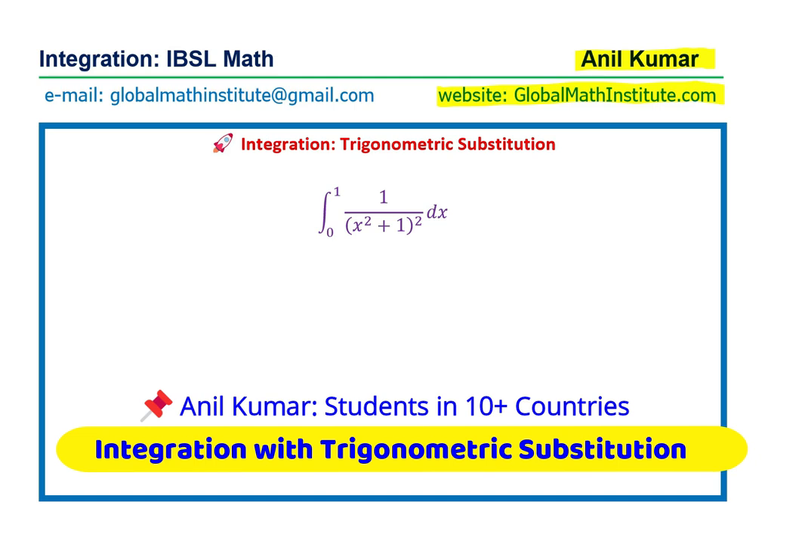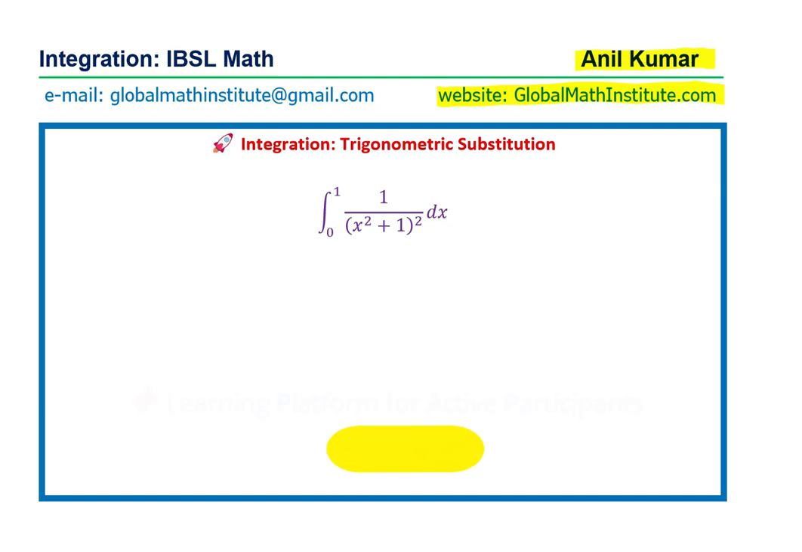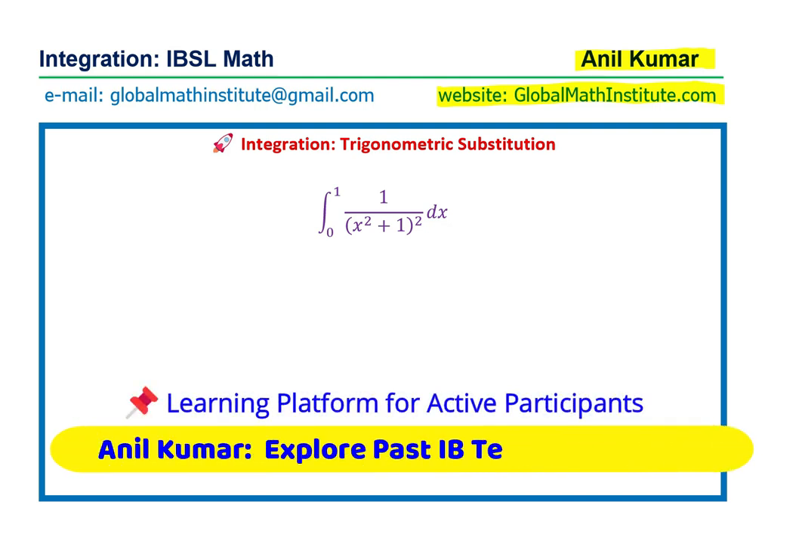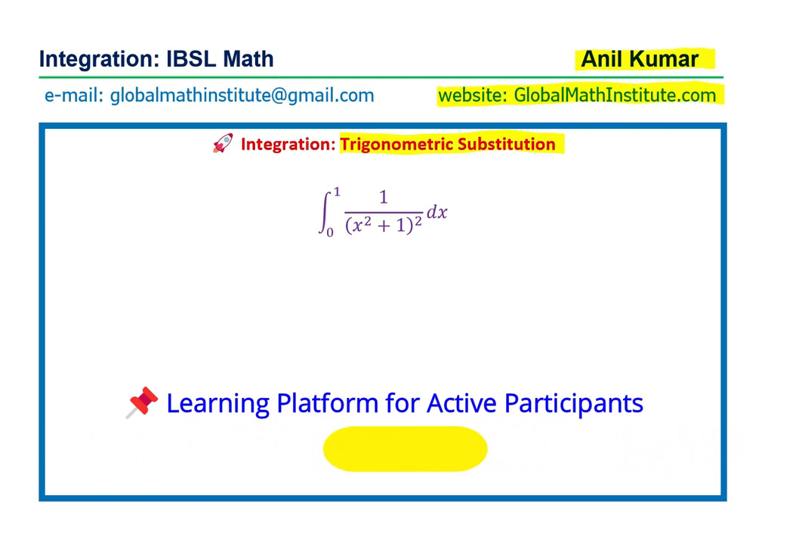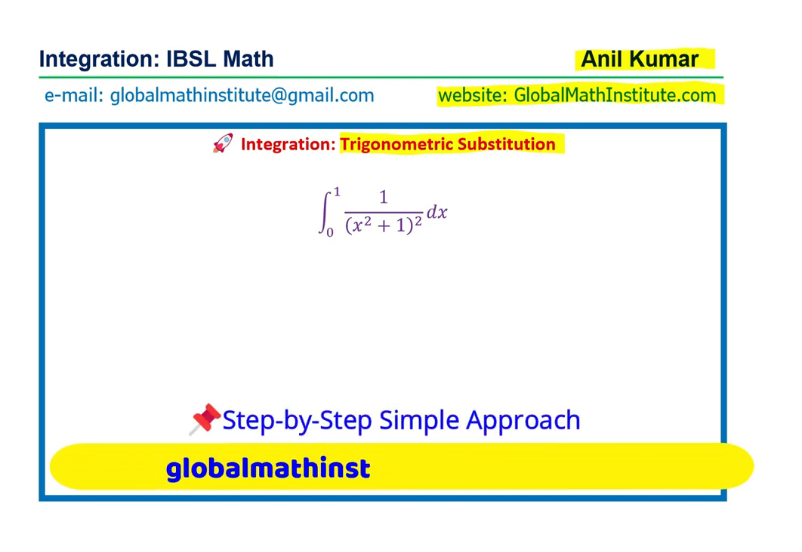We need to integrate from 0 to 1 of 1 over (x squared plus 1) whole square. Now, to integrate, we need to do substitution. Trigonometric substitution in this particular case. You could substitute x as tan theta or cotangent theta, right? So whenever you have x squared plus 1 in the denominator, that is one of the best substitutions. Let us do x equals cot theta in this particular case.